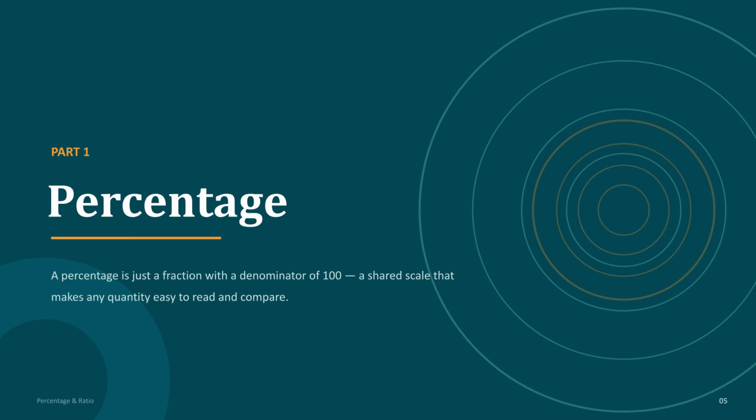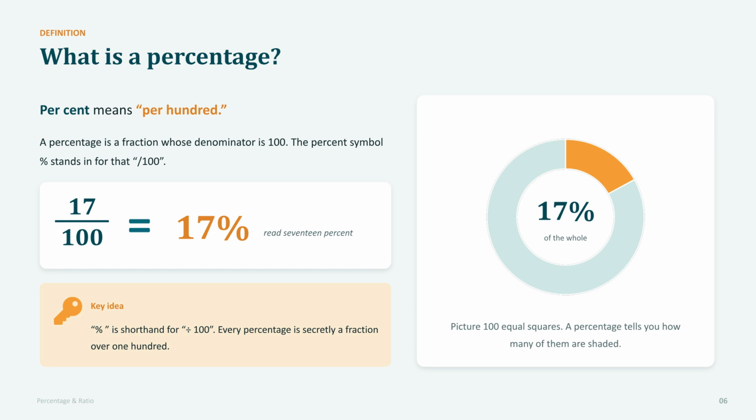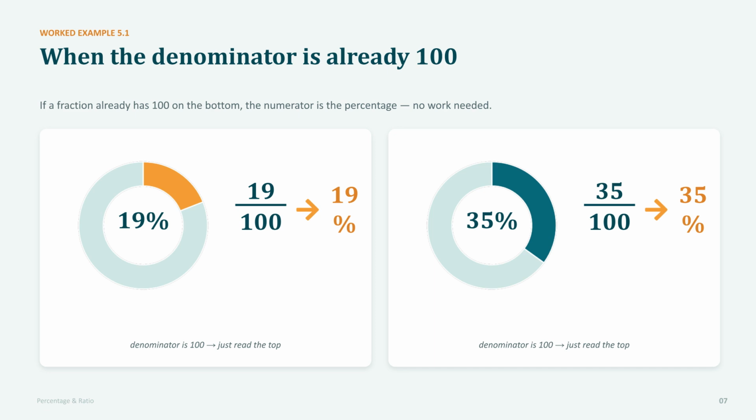Simply put, a percentage is a fraction with a denominator of 100, providing a common scale to make comparisons straightforward. The term percent literally means per hundred. The symbol % is shorthand for dividing by 100. Every percentage is essentially a fraction out of 100. When a fraction already has a denominator of 100, converting to a percentage is easy. Simply take the numerator. 19 over 100 becomes 19%, and 35 over 100 becomes 35%.